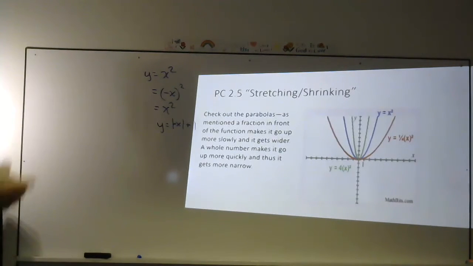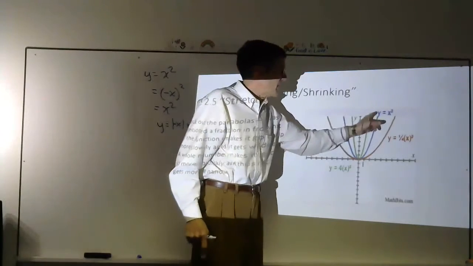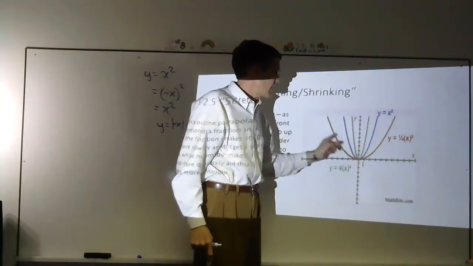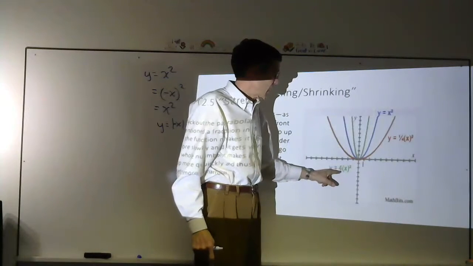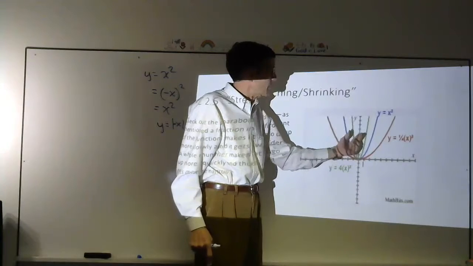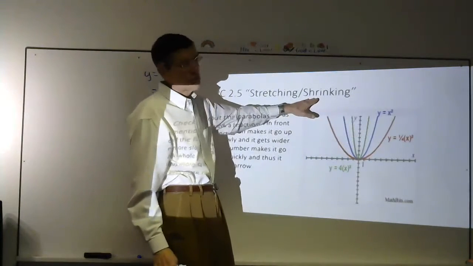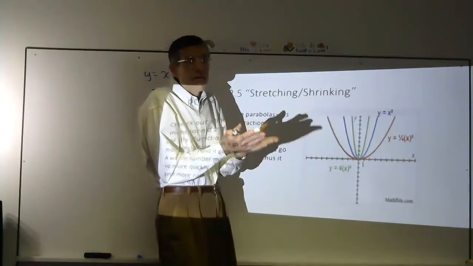Now, a little bit more on the fractions and whole numbers. The blue one is your basic parabola. Okay? The green one has a 4 in front of the x squared. That's going to make it go up much more sharply. Okay, the author likes to call that shrinking. I just say it gets narrow and goes up more quickly.